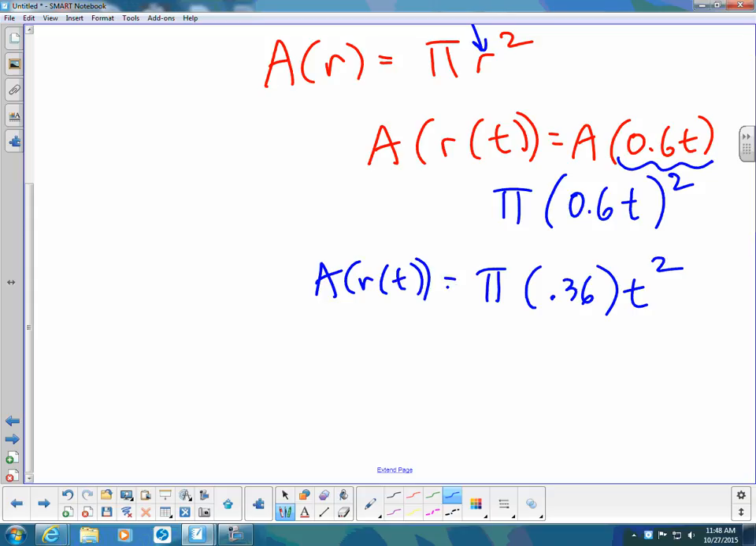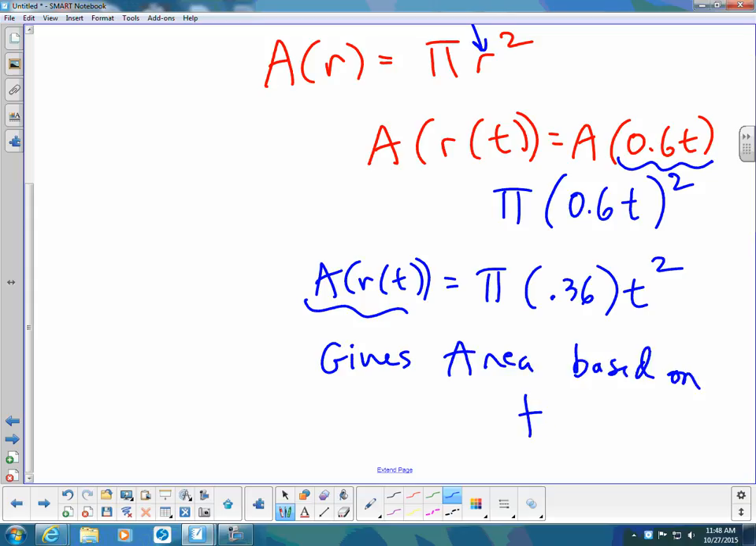Well, that's great, but I also asked you to interpret. And so the interpretation would be if you enter what, you can get what. This is giving you the area based on the what? The time, right? This is the area of your circle based on the time since the pebble was dropped. That would be your interpretation. Does that make sense? Okay.